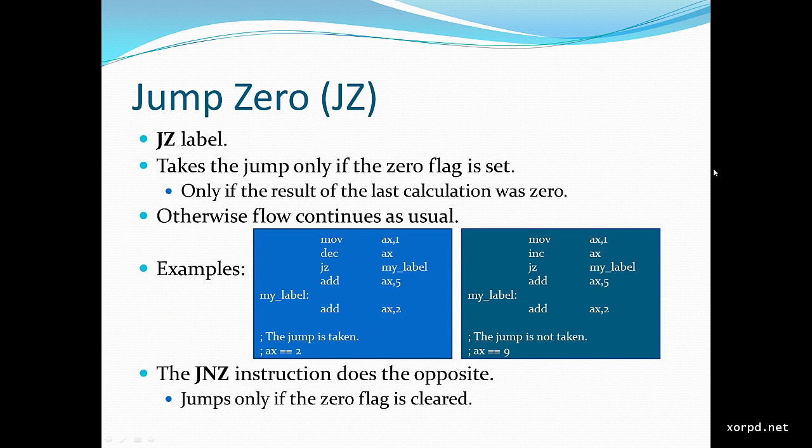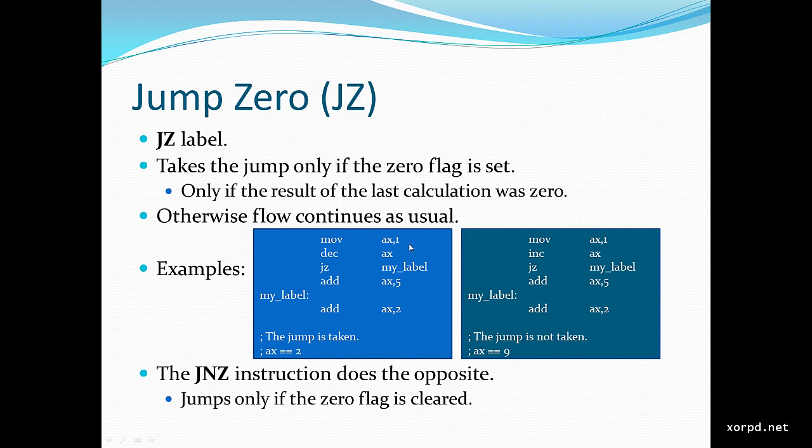Let's see an example. The jump 0 instruction. It looks like this. Jump 0 and some label. This instruction takes the jump only if the 0 flag is set. It means that it takes the jump only if the result of the last calculation was 0. Otherwise, the flow continues as usual. Let's see two examples.